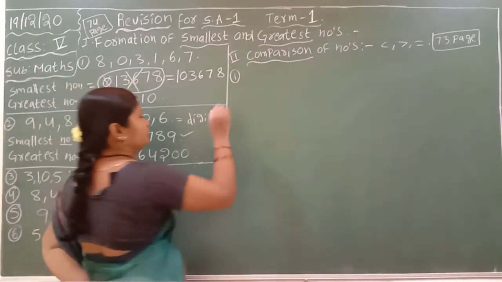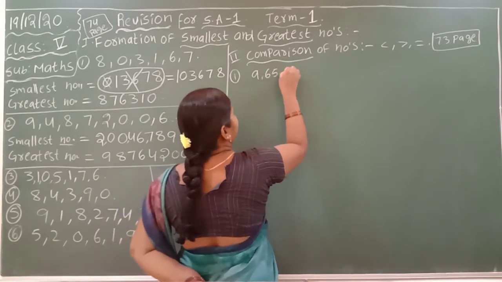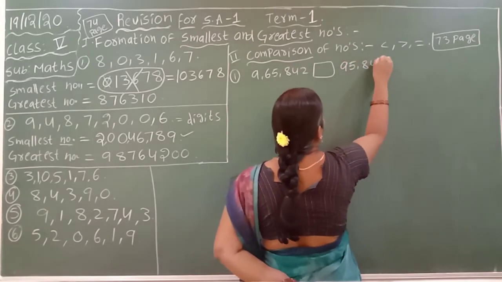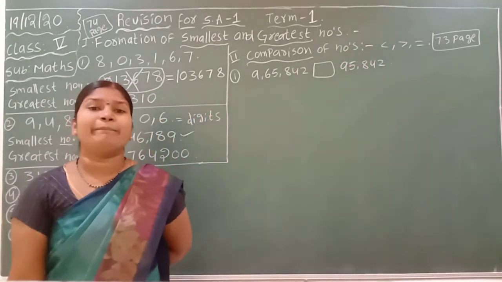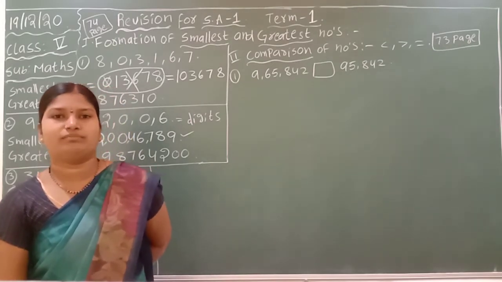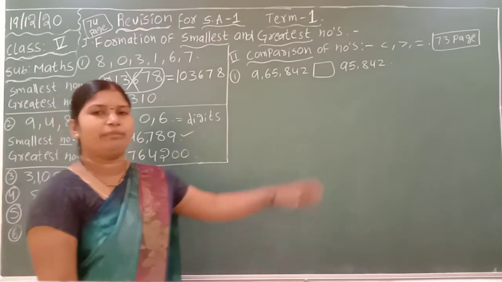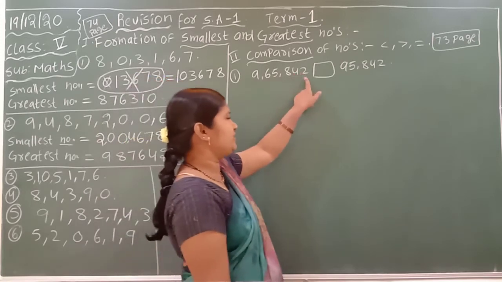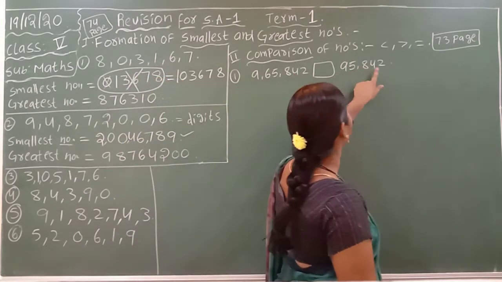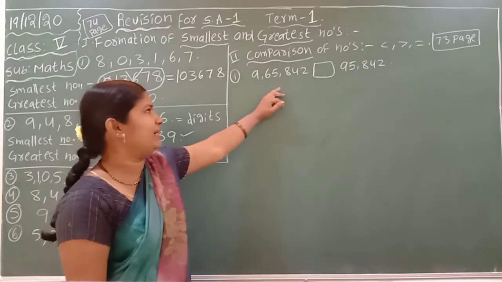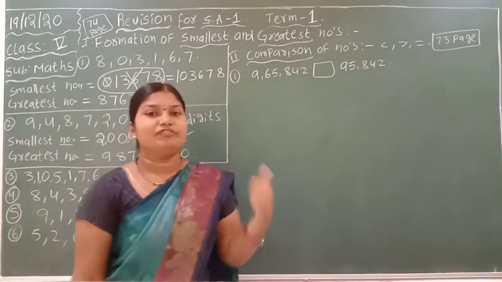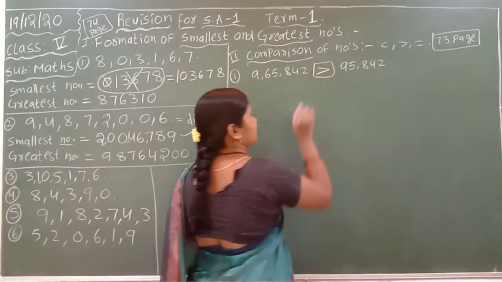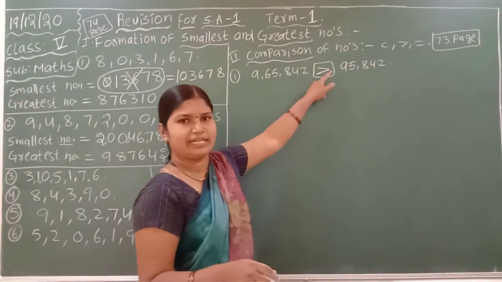First of all, the question is 9,65,842 and 95,842. Comparison means you have to compare the given numbers. How many digits are given before the box and after the box? 1, 2, 3, 4, 5, 6. 1, 2, 3, 4, 5. Here they given a 6-digit number. Here they given a 5-digit number. Which is the big number? The 6-digit number is the big number. So like this: big number side open, small number side close.